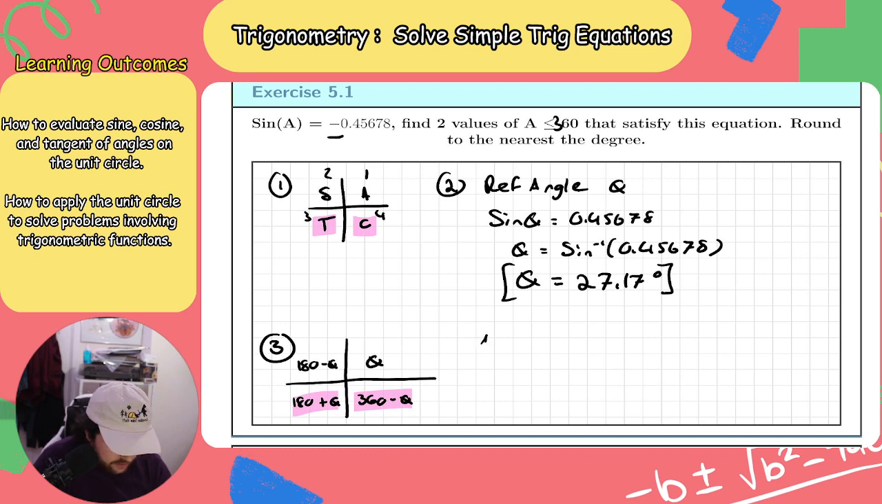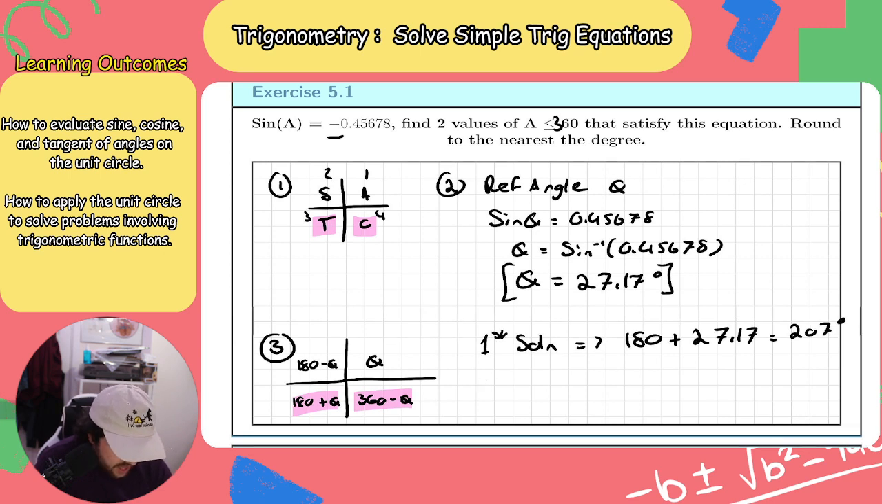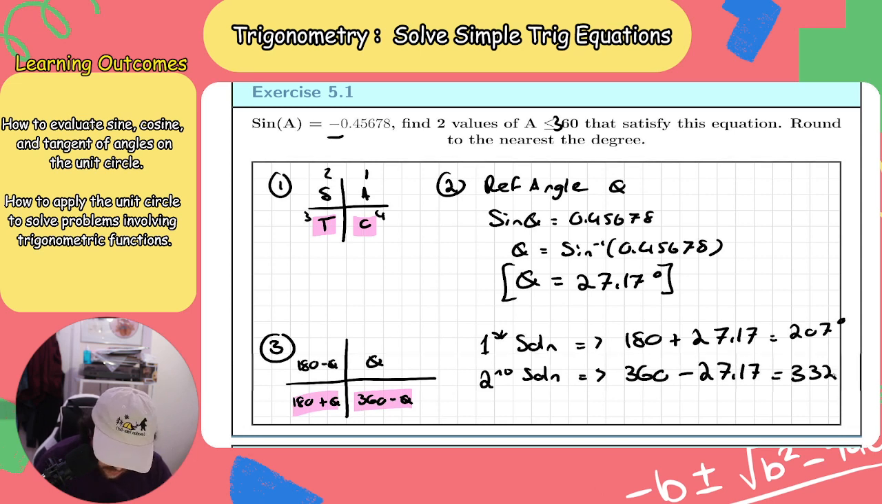So my first solution is 180 plus 27.17, which is going to be 207.179. So I'm just going to round down to 207. And my second solution is going to be 360 minus 27.17, which is 332.83, which is going to round up to 333 degrees.